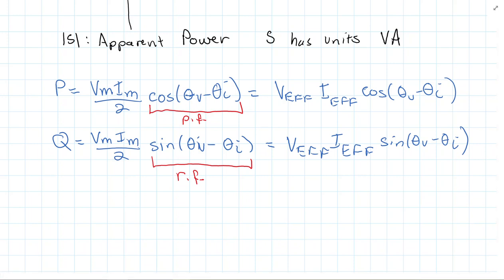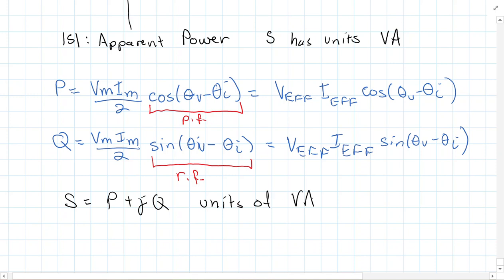And then we've defined complex power as S equals P plus jQ, and this has units of volt amps. Alright, so that's where we're at. In the next lesson we're going to go over an example with complex power, and then we'll finally be able to start getting into circuit analysis, to compute average power, reactive power, and complex power just from circuit elements.